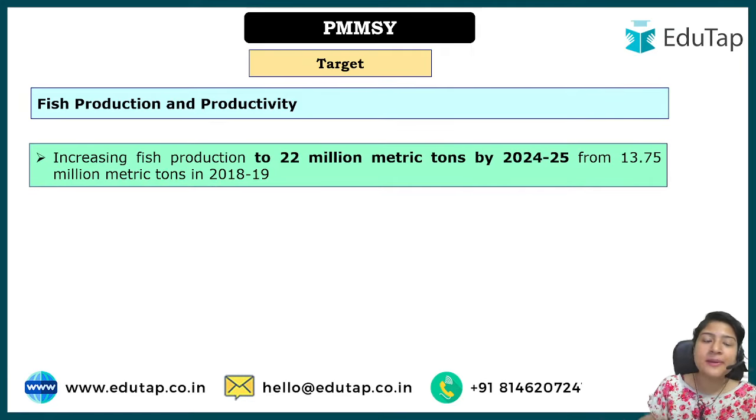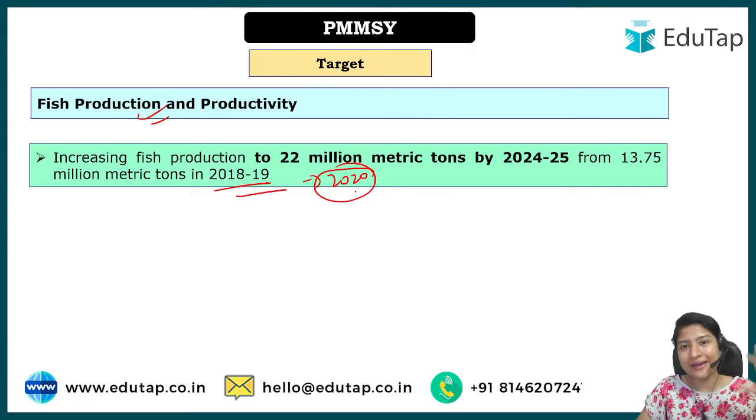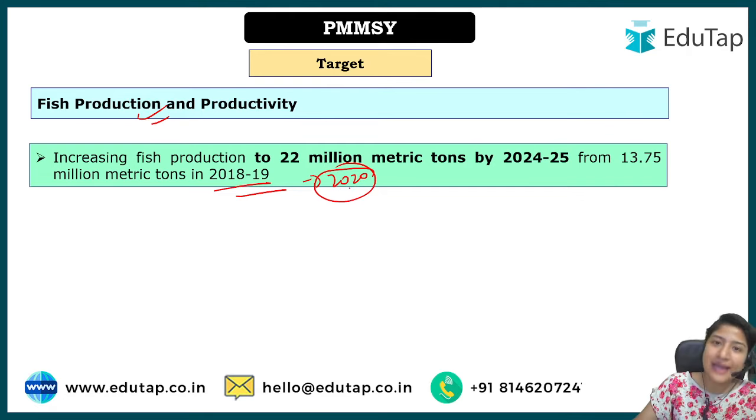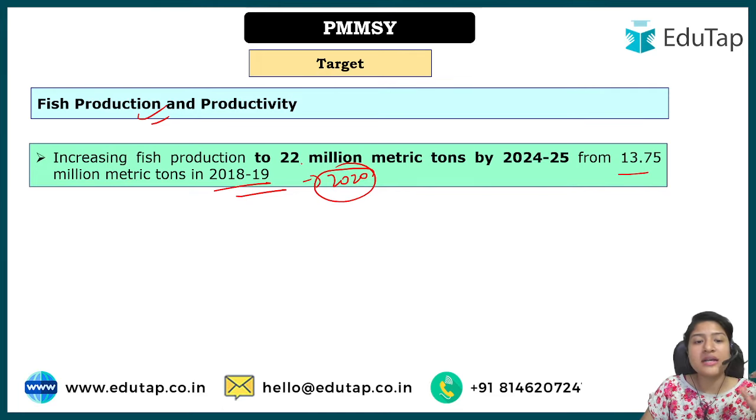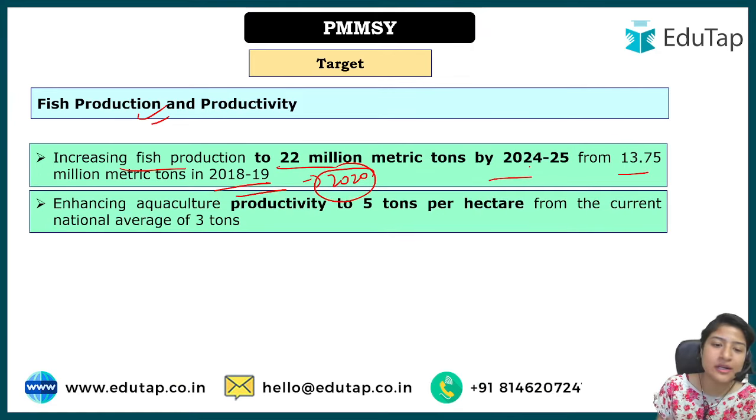ठीक है, सबसे पहले if you look at the fish production and productivity, see currently if you look at the 2018-19 का जो data था, because 2020 that is where the scheme was released, taking consideration what was the conditions at that particular year or before that, है ना, तो it was 13.75 million metric ton that we were producing. But now the target under the scheme is to increase our fish production, and to how much? To 22 million metric ton by 24-25. Very important data to remember.